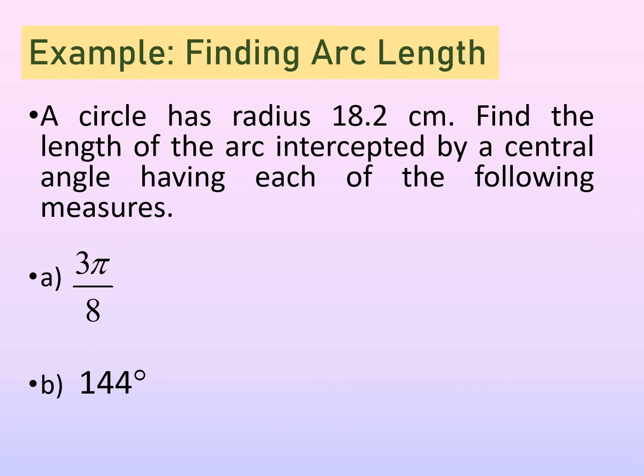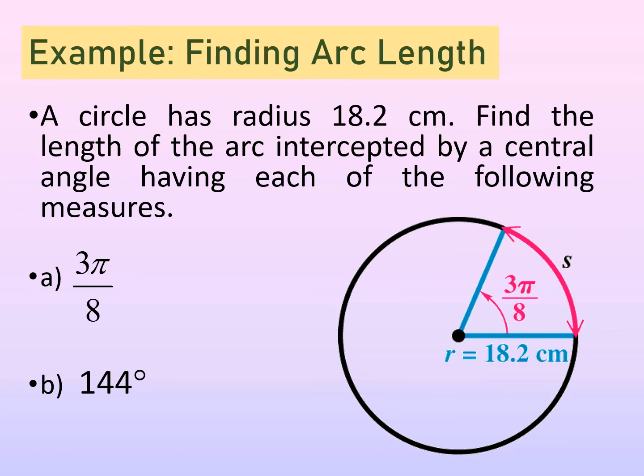So let us have an example for this one. Let us find the arc length. A circle has a radius of 18.2 centimeters. Find the length of the arc intercepted by a central angle having each of the following measures: A is 3 pi over 8 and B is 144 degrees. First we are going to solve for the arc length of the central angle which measures 3 pi over 8.